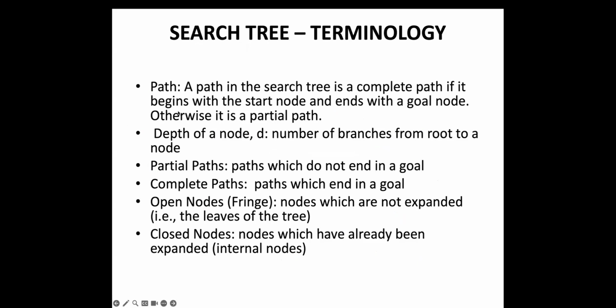Then a path. Basically, when we start from the start node and we end up at the leaves, that particular sequence is what we are calling a path. Some paths will end up with a goal node, and that is a complete path. Other paths will take us to a leaf node that is not a goal state, and those we call partial paths.